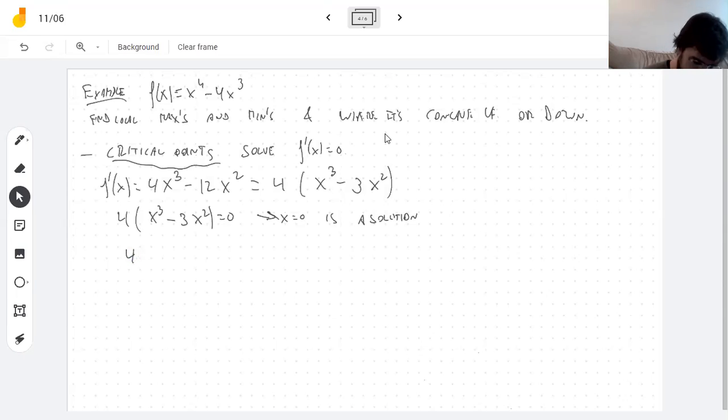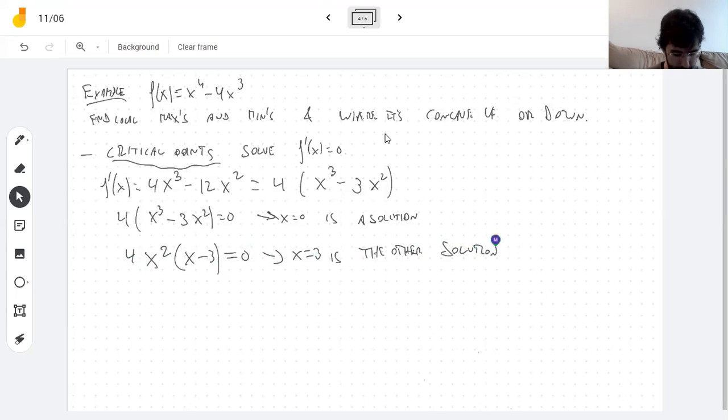So I can pull out x as a common factor, but if I look closer, I can pull out x squared. So I can write it as 4x squared times x minus 3. Now I can think of another solution. X equals 3. Thank you, Pascal. And that's it, because if the product of 4x squared and x minus 3 is 0, that means one of them has to be 0. So x is going to have to be either 0 or 3.